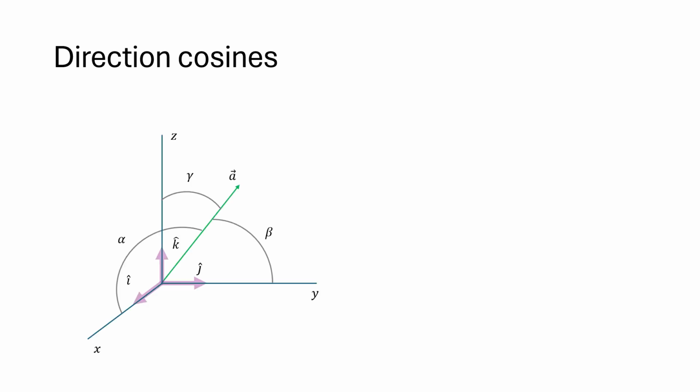Another important topic is direction cosines. These help us understand the orientation of a line or a vector in three-dimensional space. These are the cosines of the angles which a vector makes with the coordinate axes.